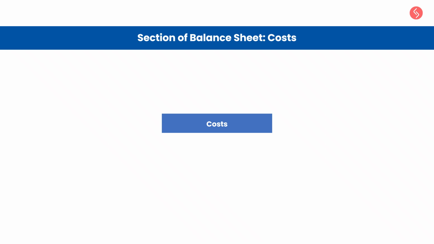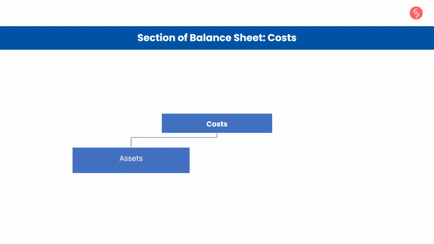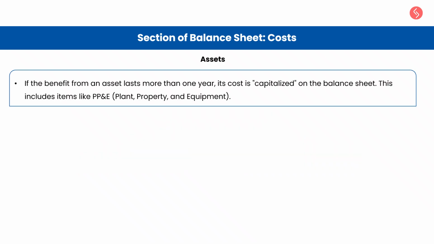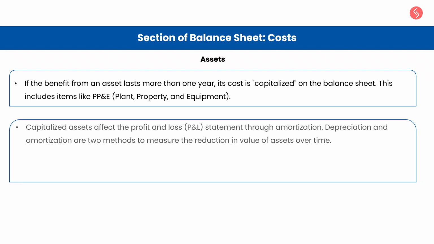Costs are of two types. One is for creating assets, and the other is for regular expenses. If the benefit from an asset lasts more than 1 year, its cost is capitalized on the balance sheet. This includes items like PP&E, plant, property, and equipment. Capitalized assets affect the profit and loss (P&L) statement through amortization.